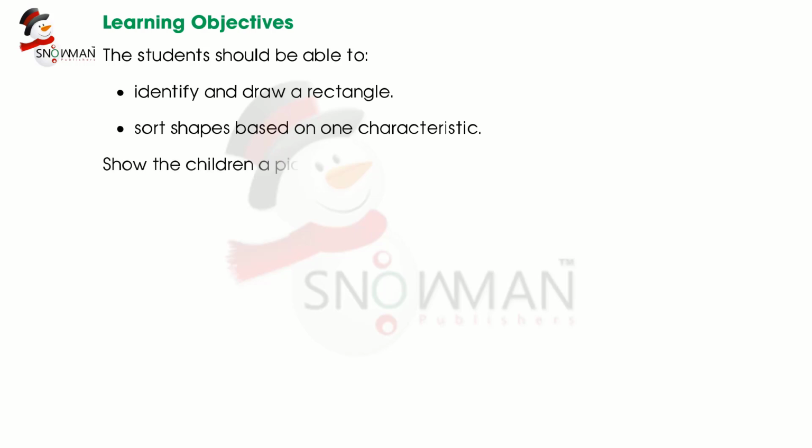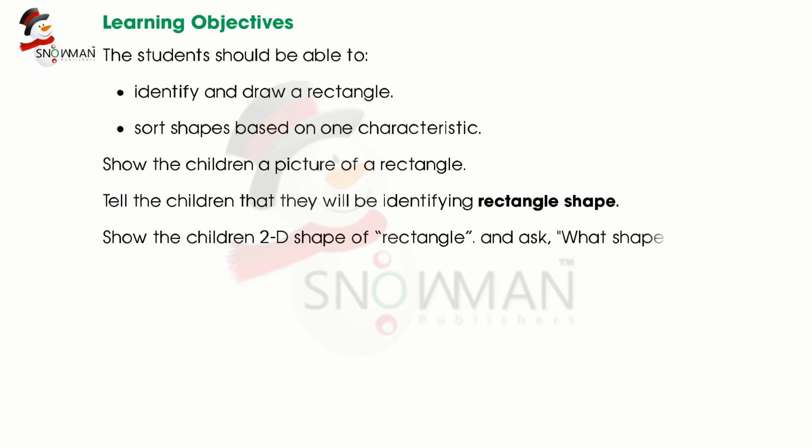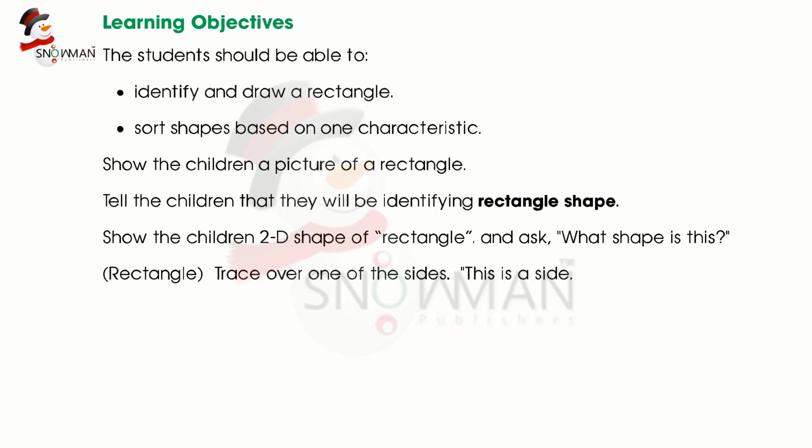Show the children a picture of a rectangle. Tell the children that they will be identifying rectangle shapes. Show the children the 2D shape of a rectangle and ask, what shape is this? Rectangle. Trace over one of the sides. This is a side. Each line that makes up a shape is called a side.